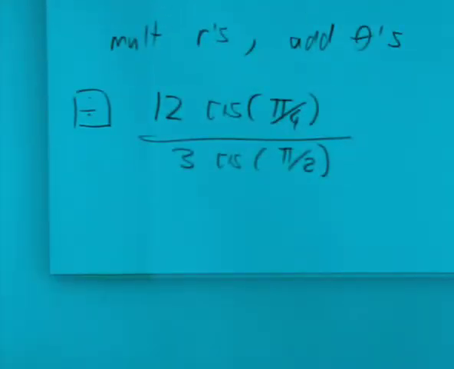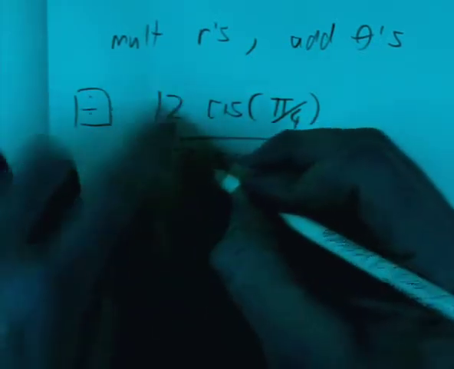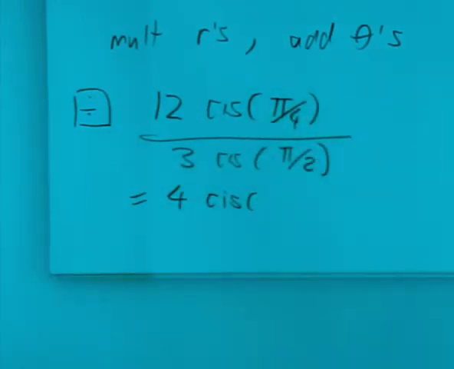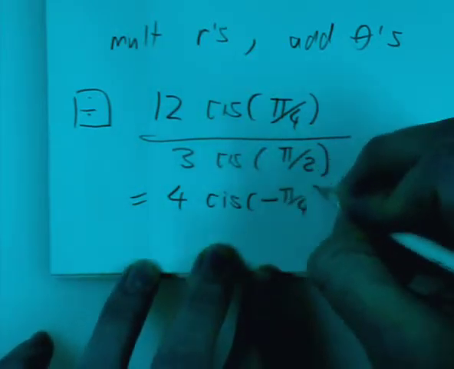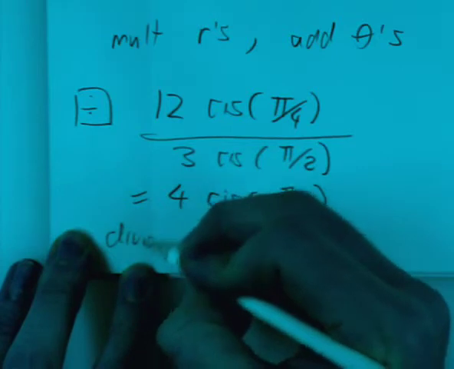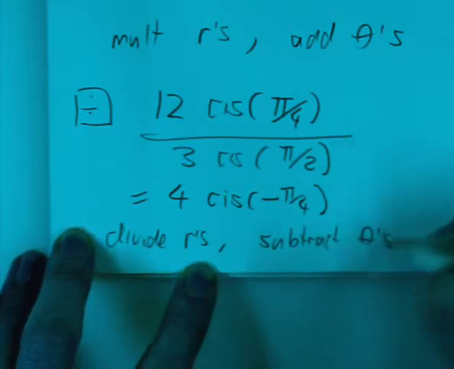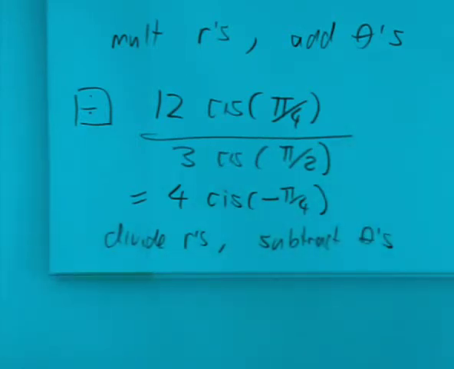Well, instead of multiplying the r's, I'll divide them. Instead of adding the angles, I'll subtract them. So I'm going to get 12 divided by 3 is 4. And pi on 4 minus pi on 2 would be minus pi on 4. So I divide the r's and subtract the thetas. So subtract the one that's on the bottom, right? So that's the awesomeness of polar form. It makes division easy. Because division in rectangular form was really quite difficult, but polar form is quite straightforward, roughly. You have to get it to polar form first, of course.